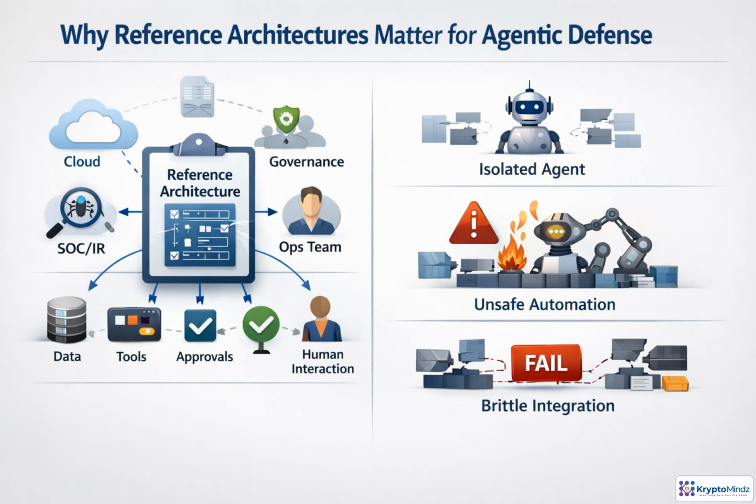Reference architecture turns agentic defense from a clever prototype into an operational capability. It gives security, cloud, incident response, and governance teams a shared blueprint. That blueprint defines where agents get data, which tools they can use, when approvals are required, and where humans stay in control. Without it, teams risk isolated agents, unsafe automation, and fragile integrations that fail under real SOC pressure.